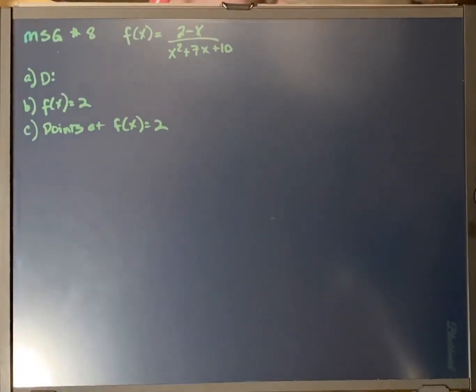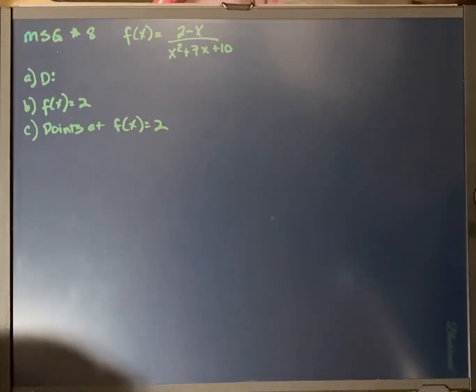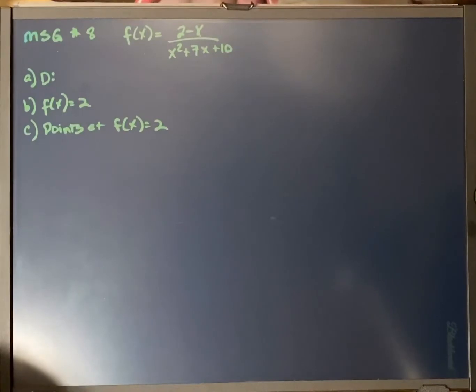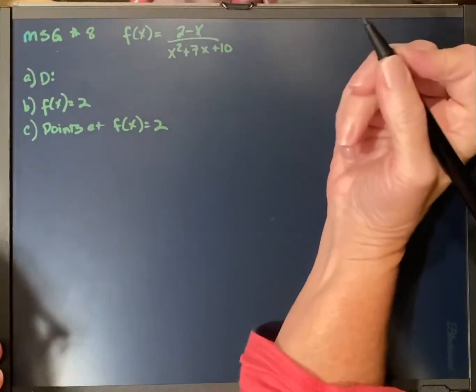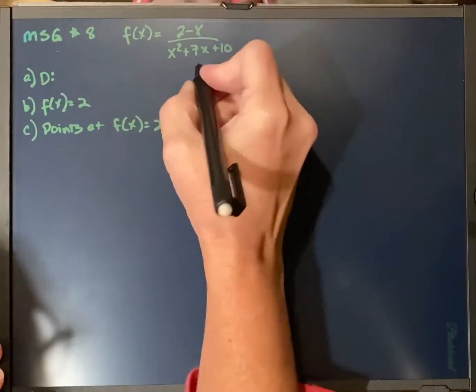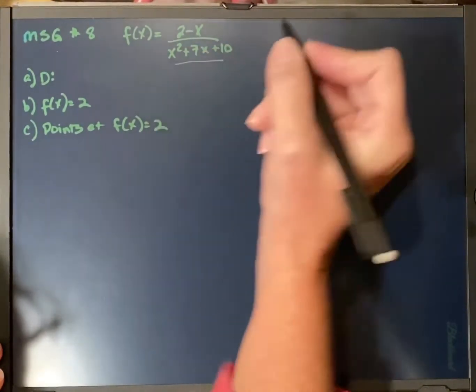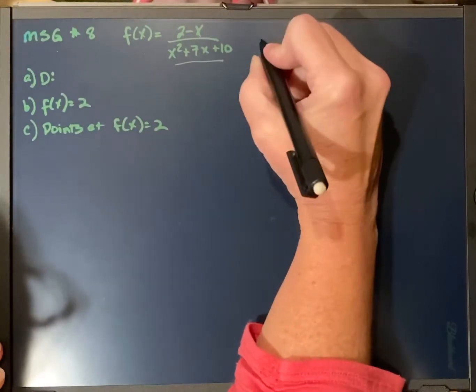The question is asking us to take this rational function and find a couple things about it. The first is the domain. Since it's a fraction, the domain is pretty much all real numbers except those that make the denominator equal to 0. So we'll go ahead and factor that out.